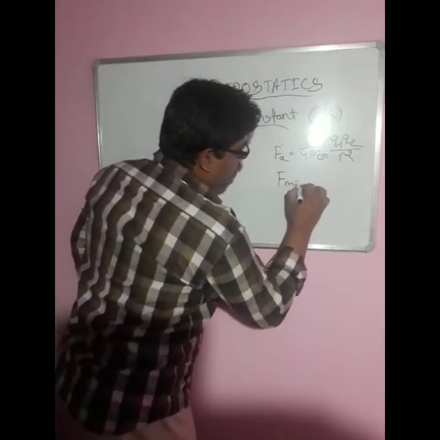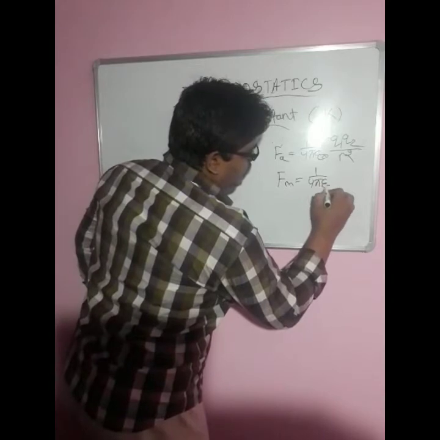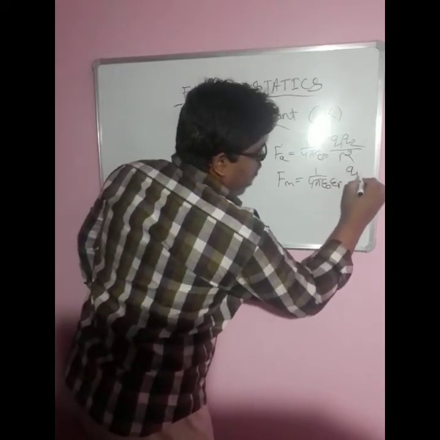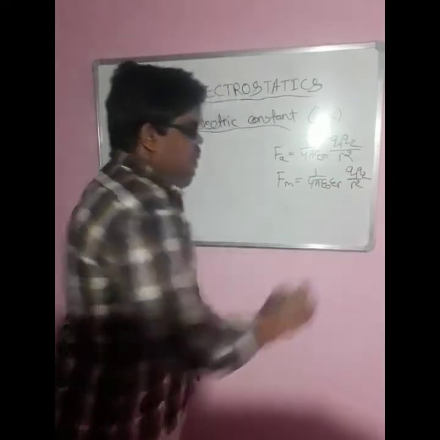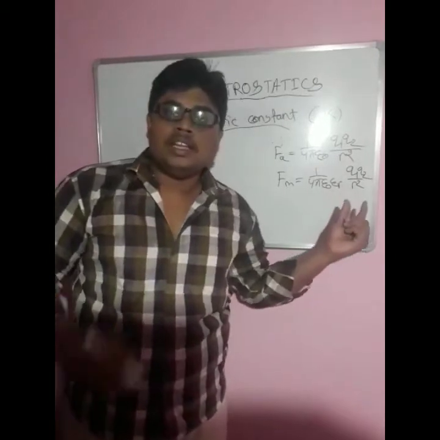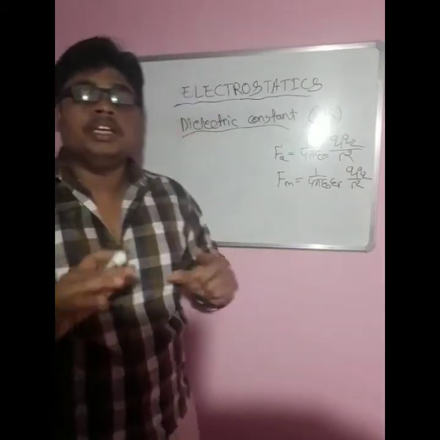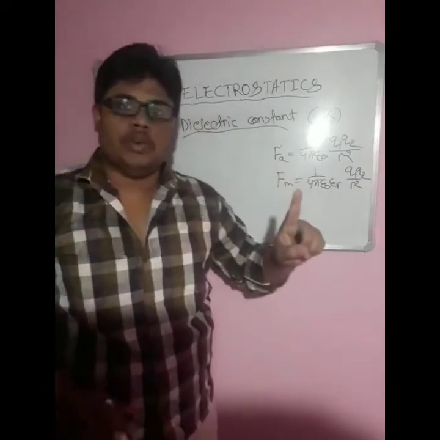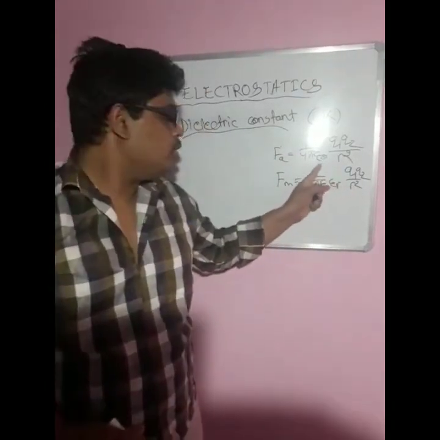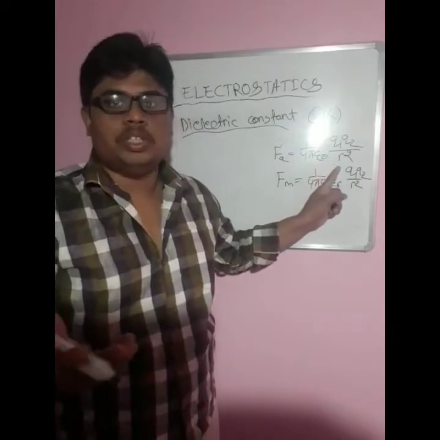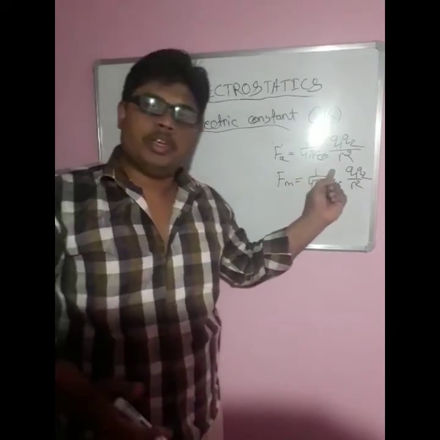And for a medium, it's 1/4πε₀ε_r Q1 Q2 by R square. See, epsilon R is relative permittivity. For a medium, the relative permittivity is not equal to 1. For vacuum, it's 1. That's why I don't write epsilon R, because putting the value 1, it is 1/4πε₀.